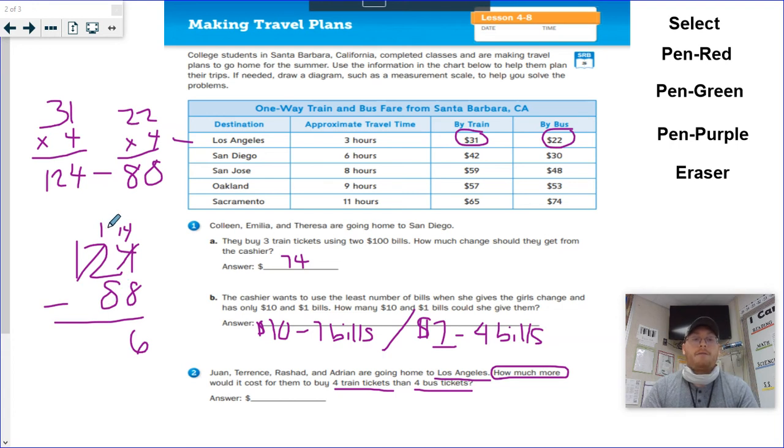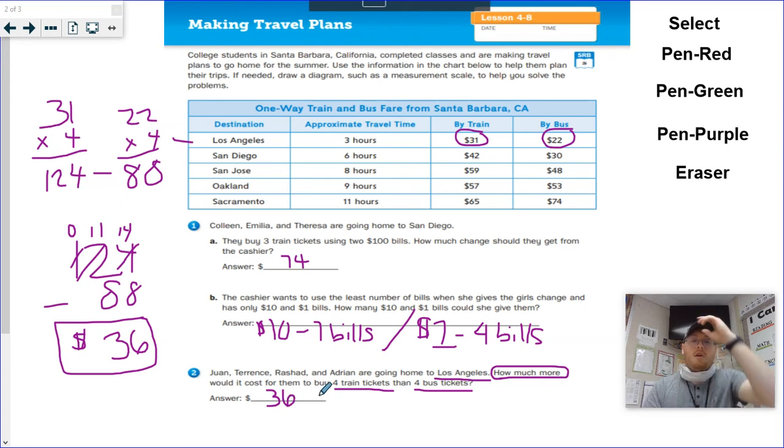I can't take 8 from 1, but I can borrow from this guy. Make it a 0. Make this an 11. 11 minus 8 is 3. I have 0 left. So how much money difference would it be to buy a train ticket as opposed to a bus ticket? It would be roughly $36. Not roughly. It would be $36 if I were to buy 4 train tickets versus 4 bus tickets.